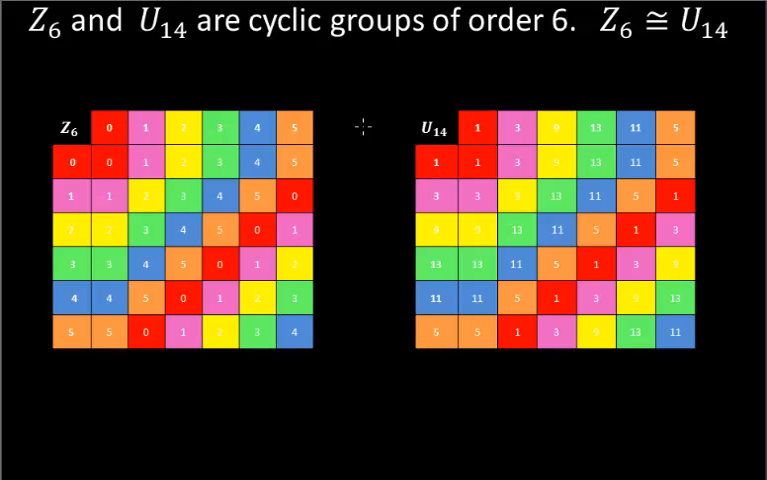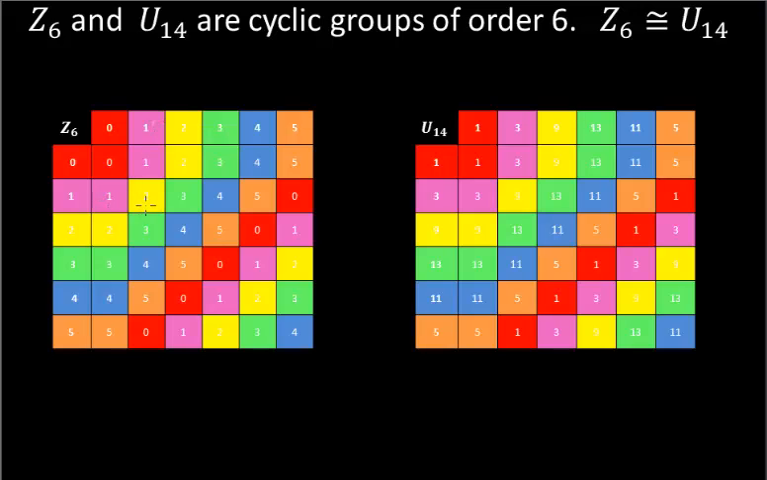I also gave you this in class. Here we have 2 other groups of order 6. Look at the symmetry. You see that they are symmetric along that main diagonal, thus they are abelian. And in fact, these groups are cyclic. Z6 is generated by 1, and you can see it.